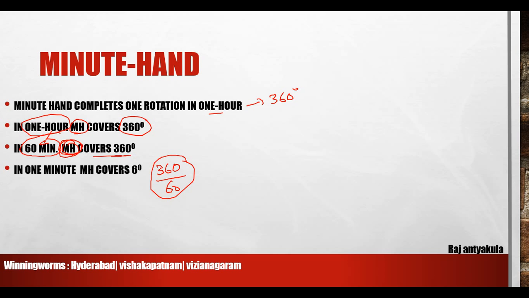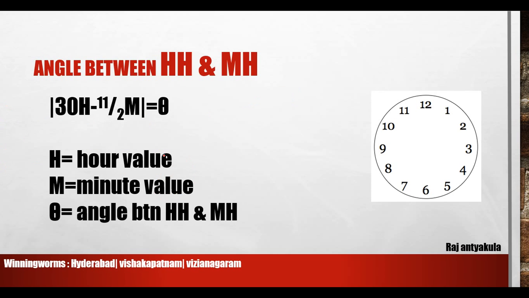Okay. Now, to find the angle between the hour hand and minute hand, the formula we'll use is 30 into h minus 11 by 2 into m equals theta, where h is the hour value, m is the minute value, and theta is the angle between the hour hand and minute hand.